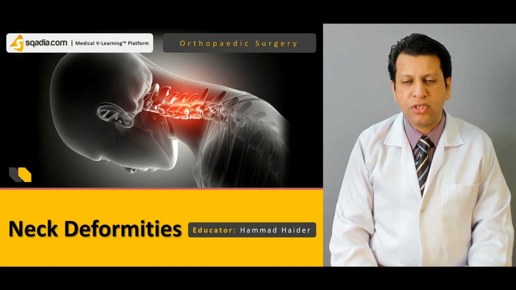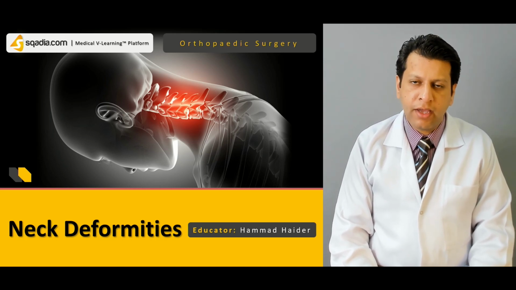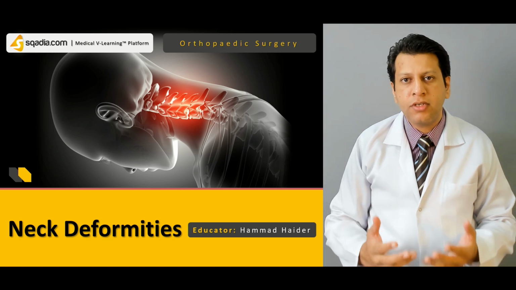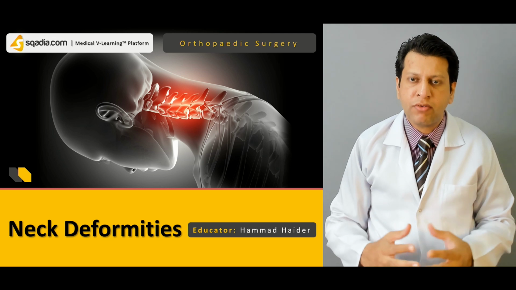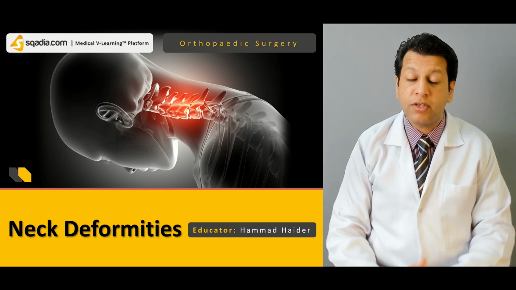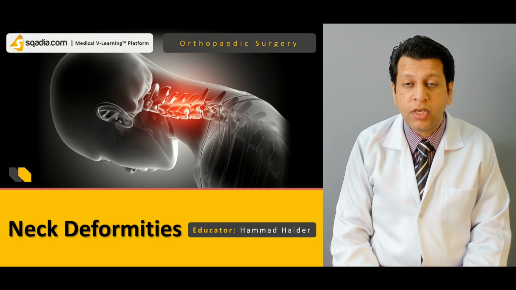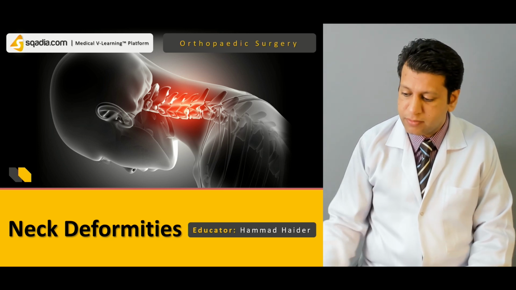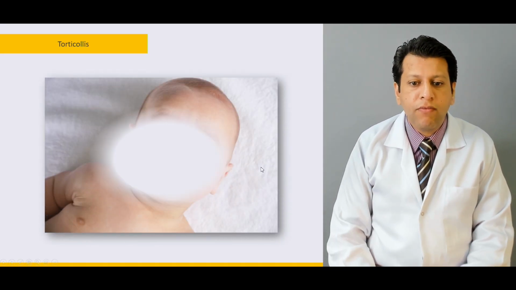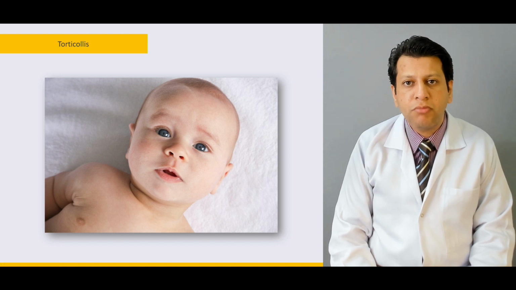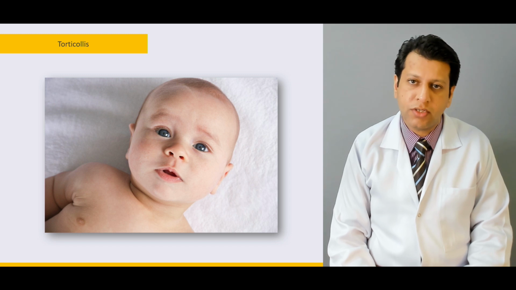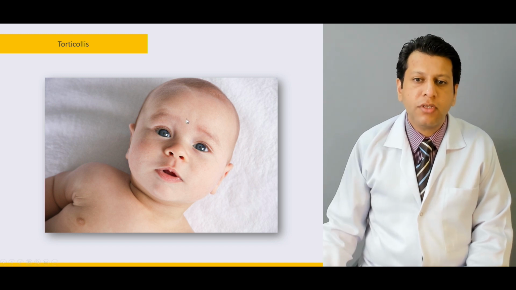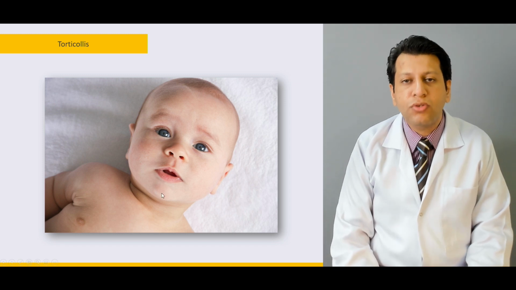Neck deformities are quite common in children, and as you know, it's mostly the congenital deformities of the neck which are of orthopedic significance. For example, the most common is congenital muscular torticollis. If you see a child who's been born with a sudden neck tilting towards one side, for example in this diagram, there is slight tilting towards the right, although there is no chin deviation.